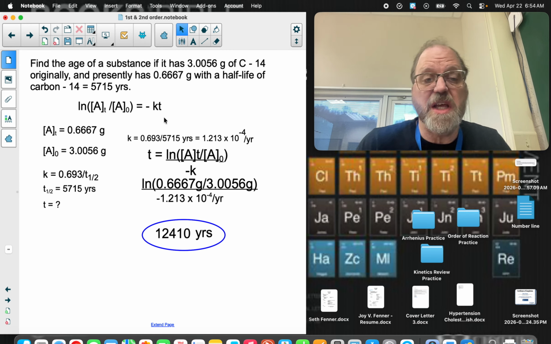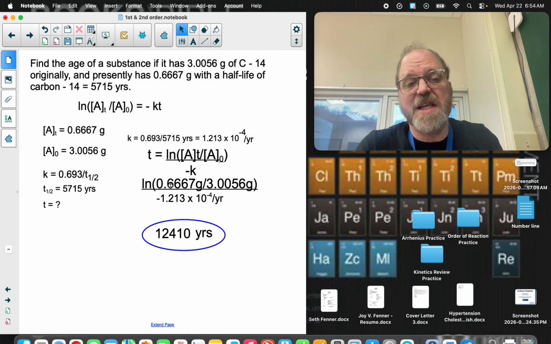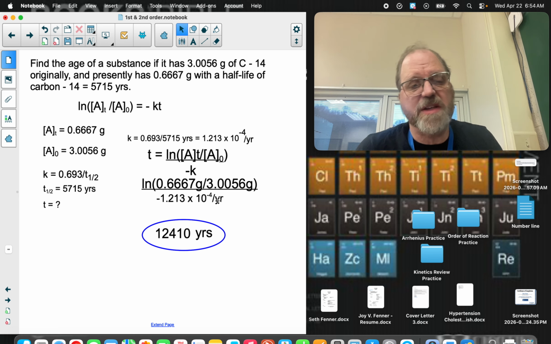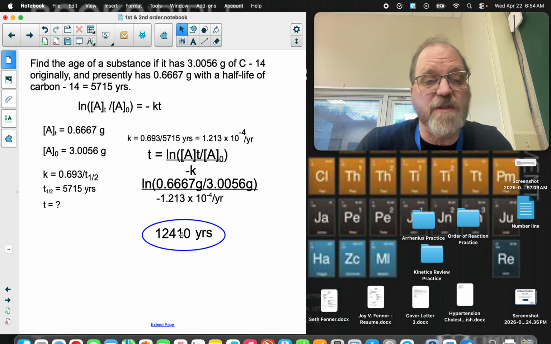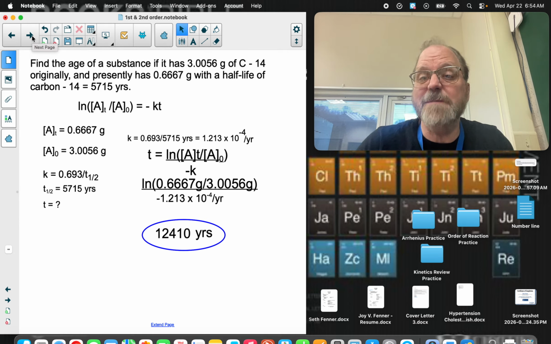We're solving for t, so we're going to put k underneath. So the ln of 0.6667 grams divided by 3.0056 grams, the units will cross out, and then we'll take that value and divide by 1.213 times 10 to the minus 4. We have 4 sig figs as the least number, so the answer is 12,410 years. Okay, hopefully not too bad.